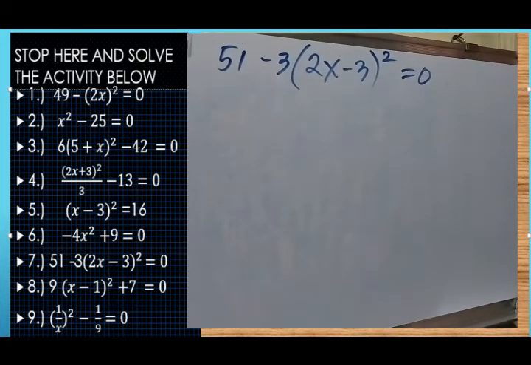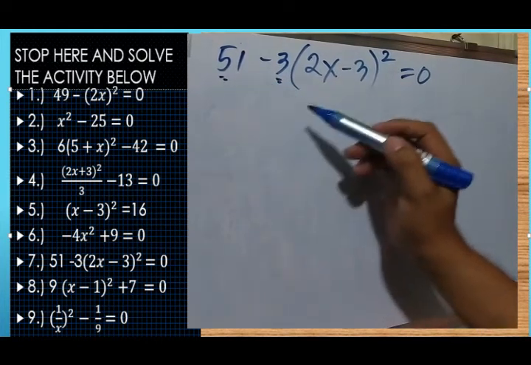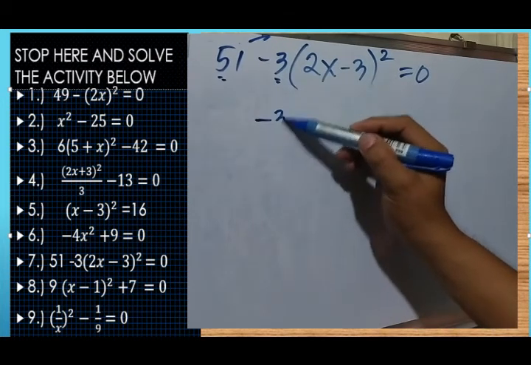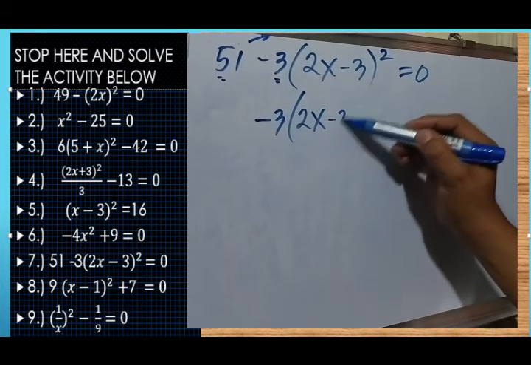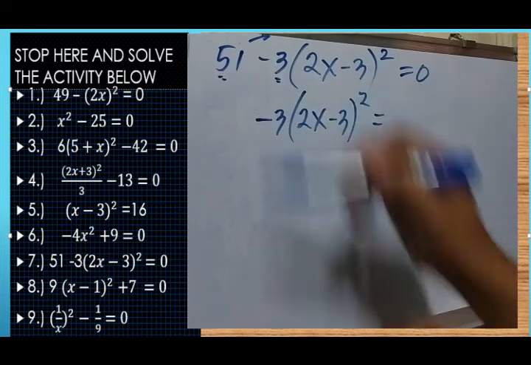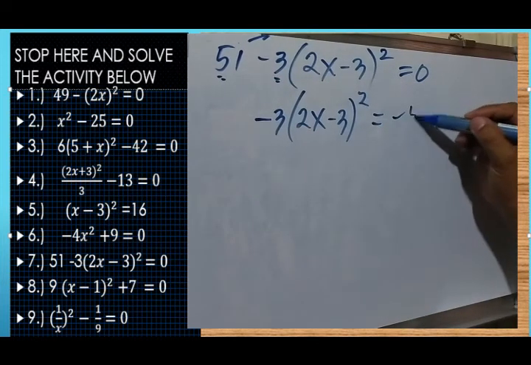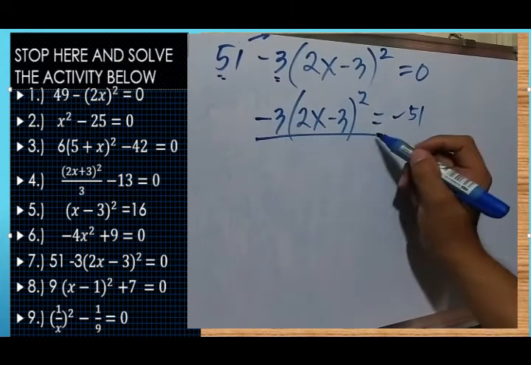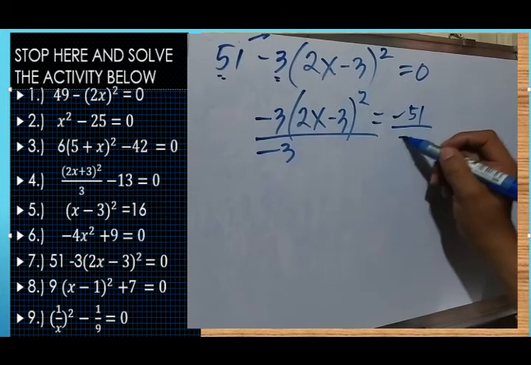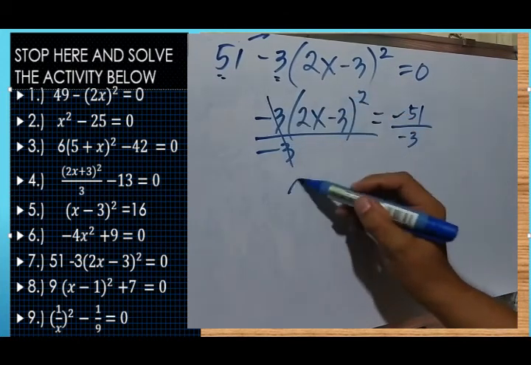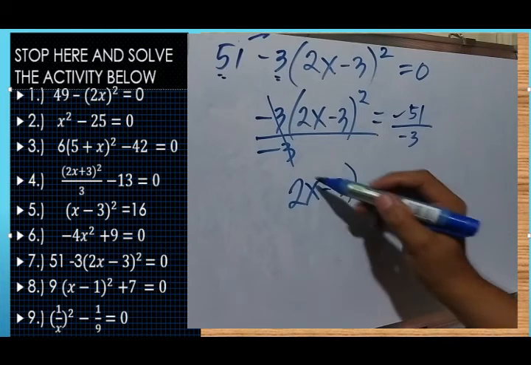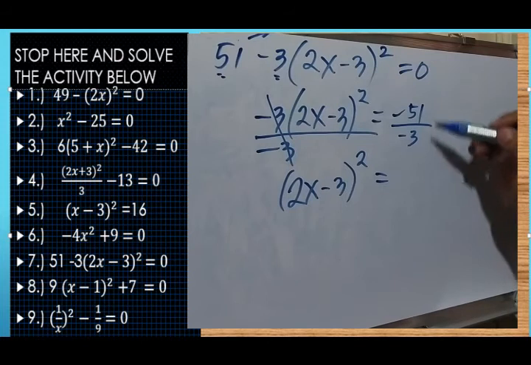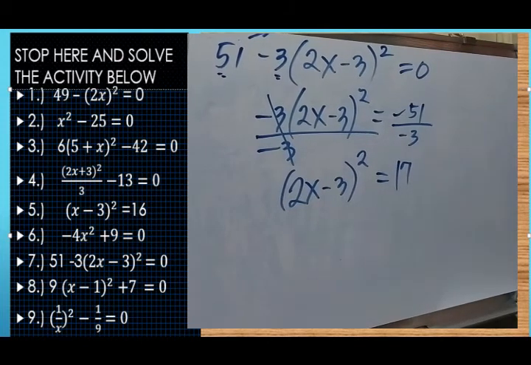Next, we have 51 minus 3 times the square of the quantity 2x minus 3 is equal to 0. Now, you can transpose 51. That is deducting 51 on both sides. So we now have negative 3 times the square of the quantity 2x minus 3 is equal to negative 51. Then, to isolate the squared quantity, you have to divide both sides by negative 3. So cancel negative divided by negative 3. You now have 2x minus 3 squared is equal to negative divided by negative is positive, 51 divided by 3 is 17.